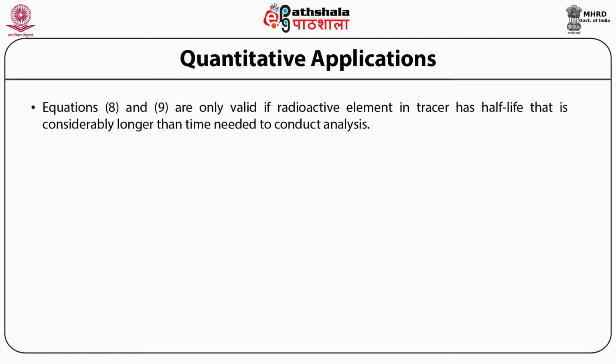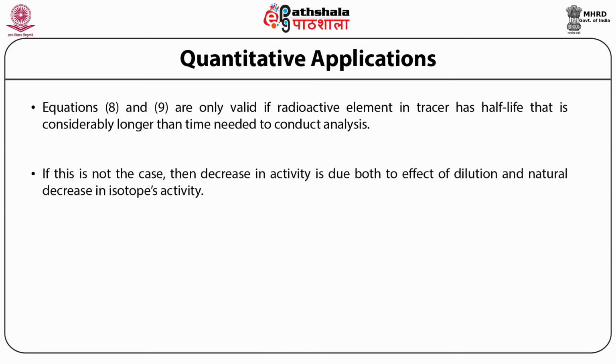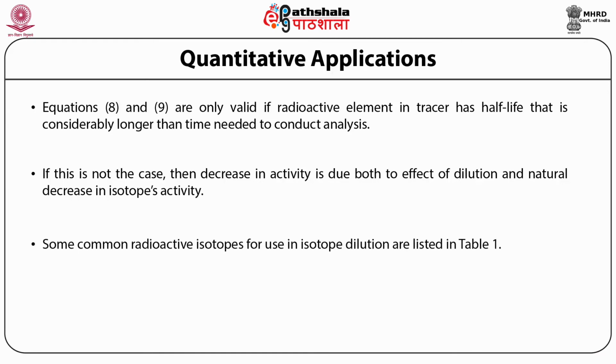Equations 8 and 9 are only valid if the radioactive element in the tracer has a half-life that is considerably longer than the time needed to conduct the analysis. If this is not the case, then the decrease in activity is due to both the effect of dilution and the natural decrease in the isotope's activity. Some common radioactive isotopes for use in isotope dilution are listed in table 1.